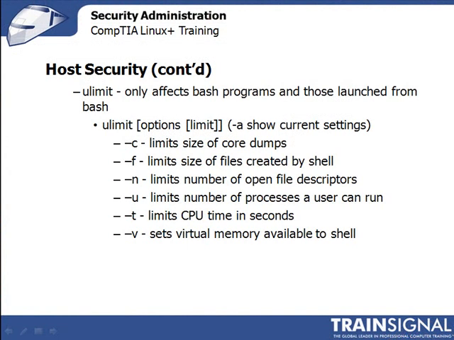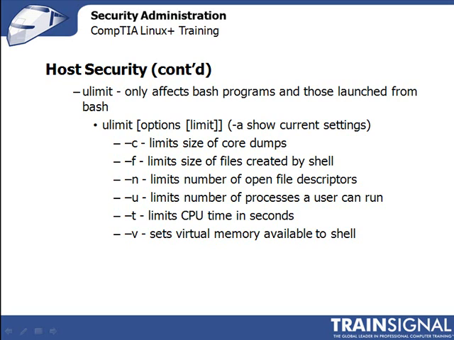Nothing irritates network users more than slow or sluggish network response. And we now know how to use PAM to set user and group resource limits to limit this possibility. But there's another command that we can use to set limits for the shell environment. That command is ULimit. And again, this command will only affect Bash and any programs you launch from Bash. The command syntax is ULimit, space, options, followed by the limit.